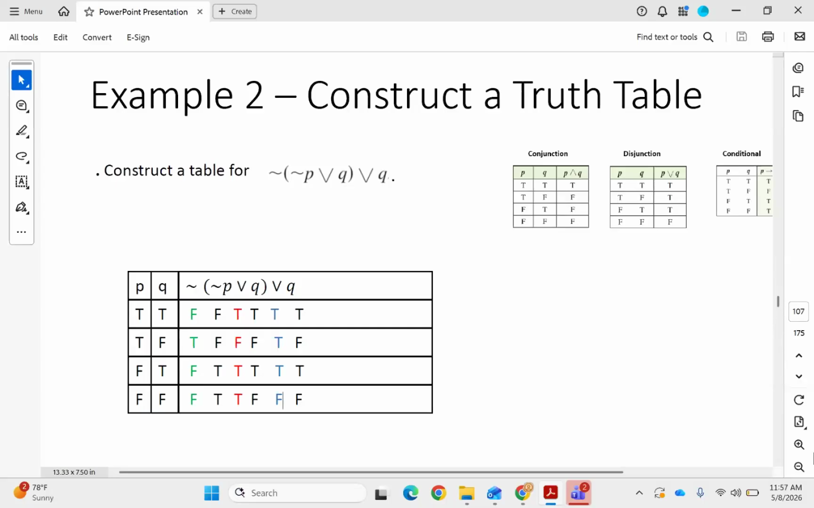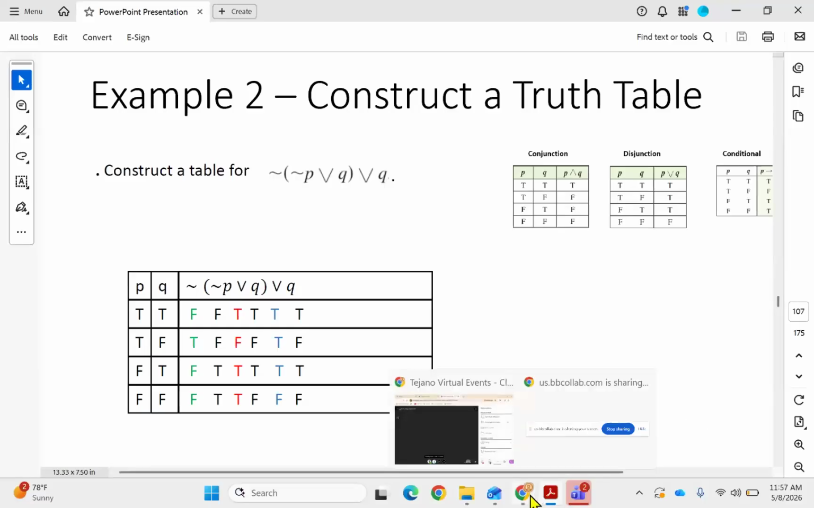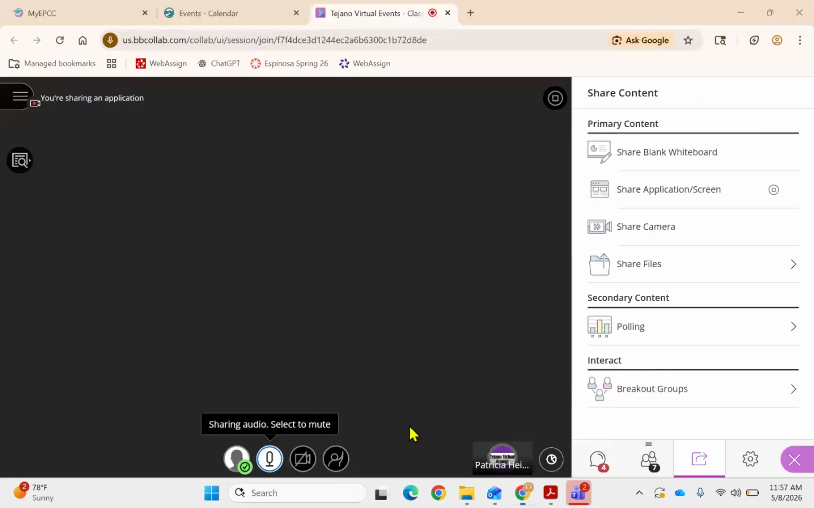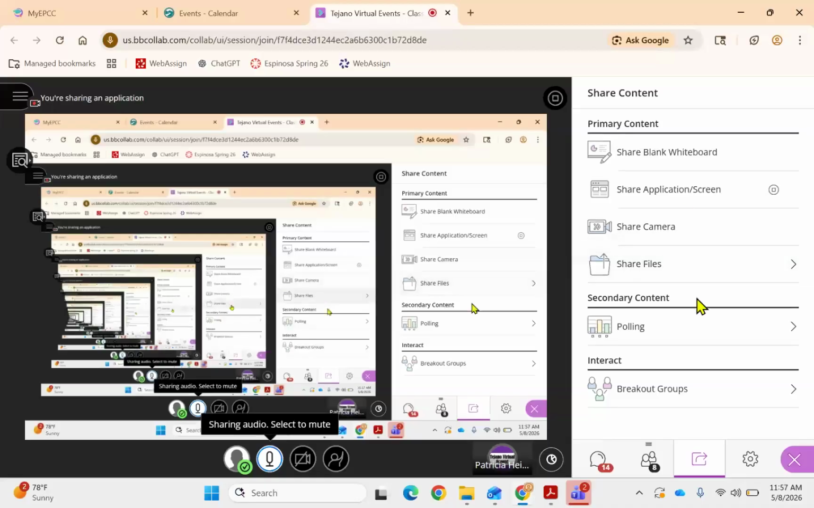Okay, I noticed that I'm getting close to the end, so I'm going to stop here. If you want to, I do recommend that you download the entire PowerPoint. You should be able to download it. I'm going to post it just in case you want to download it.